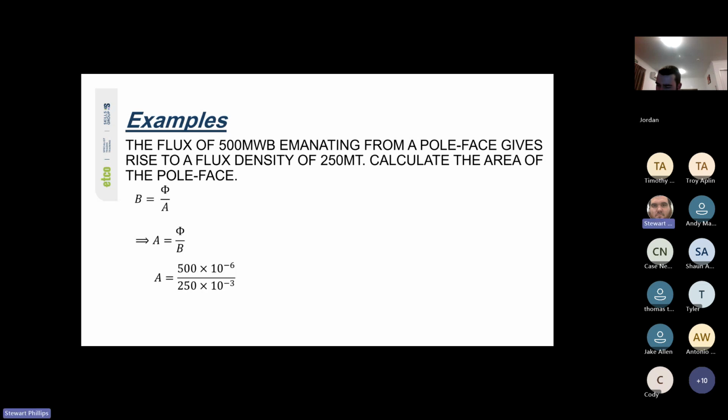So the area is equal to 500 times 10 to the minus 3 for the milliwebers, and then 250 times 10 to the minus 3 for the milliteslas. So we get an area of 2 times 10 to the minus 3 meters squared, or 20 centimeters squared.